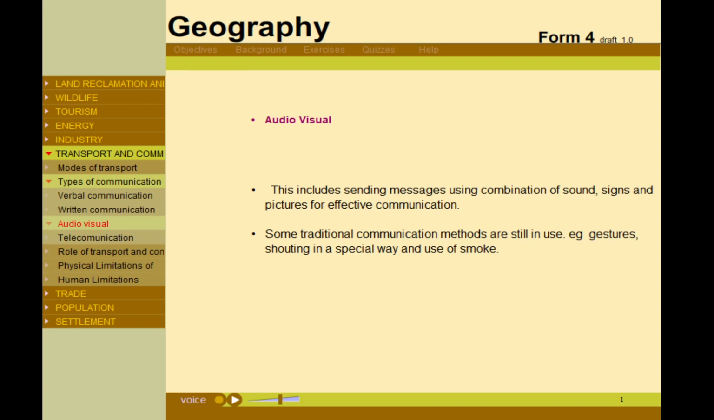Some traditional communication methods are still in use. Use of gestures, shouting in a special way, and use of smoke.